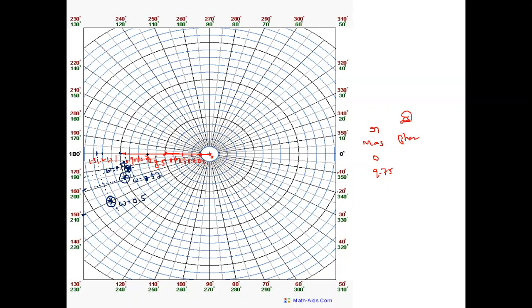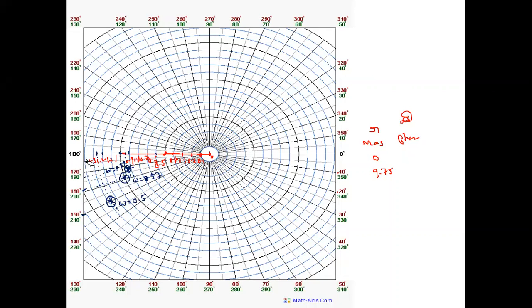Then for omega 0.6, the radius is 0.914 and the angle is minus 170 degrees. Here, it's very close to this point.